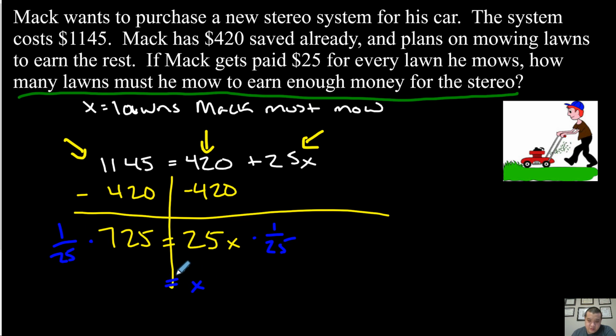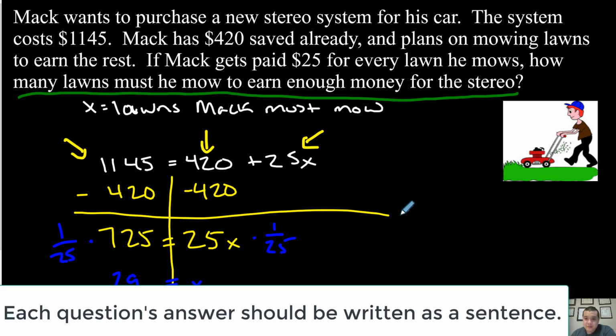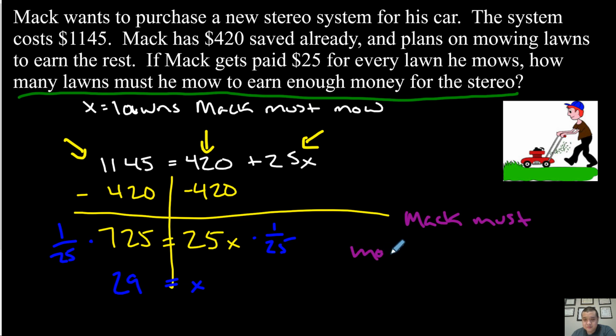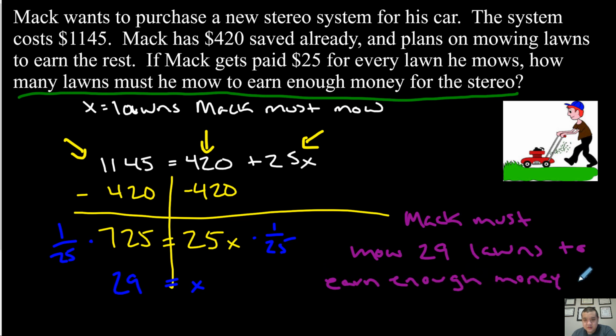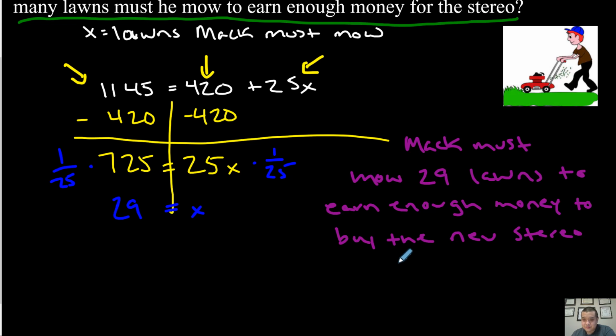x therefore equals 29. So as a sentence, Mac must mow 29 lawns to earn enough money to buy the new stereo system.